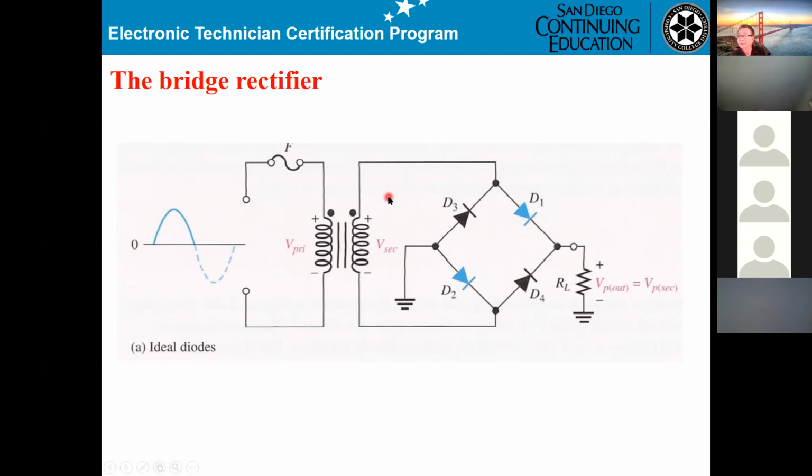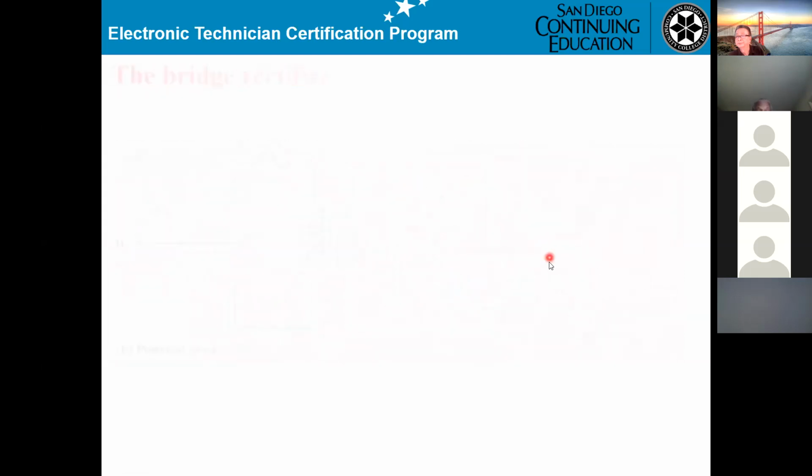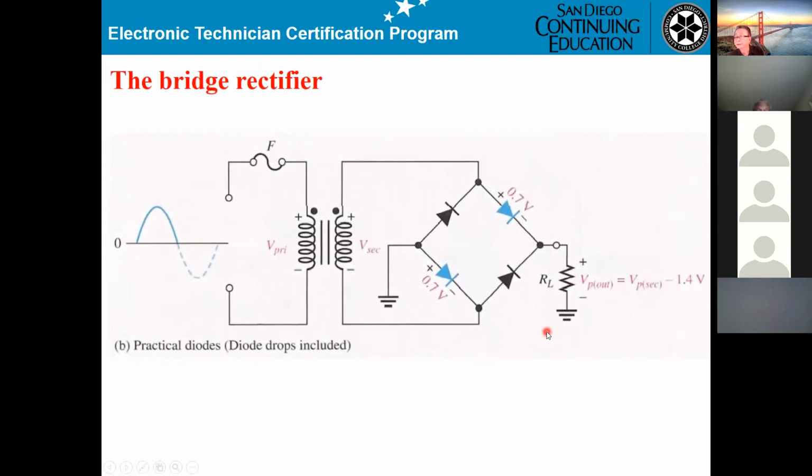Okay, so we continue here. Now that will be for the practical diode. So basically, you can get the peak output. It will be the peak of the secondary minus 1.4 volts. The thing is, one diode drops 0.7, and with two diodes conducting, that's why you get 1.4.